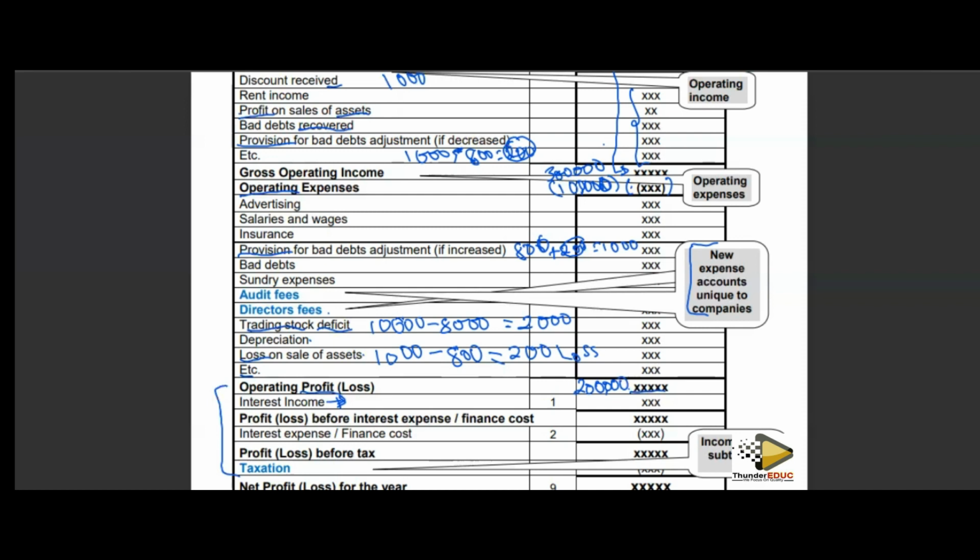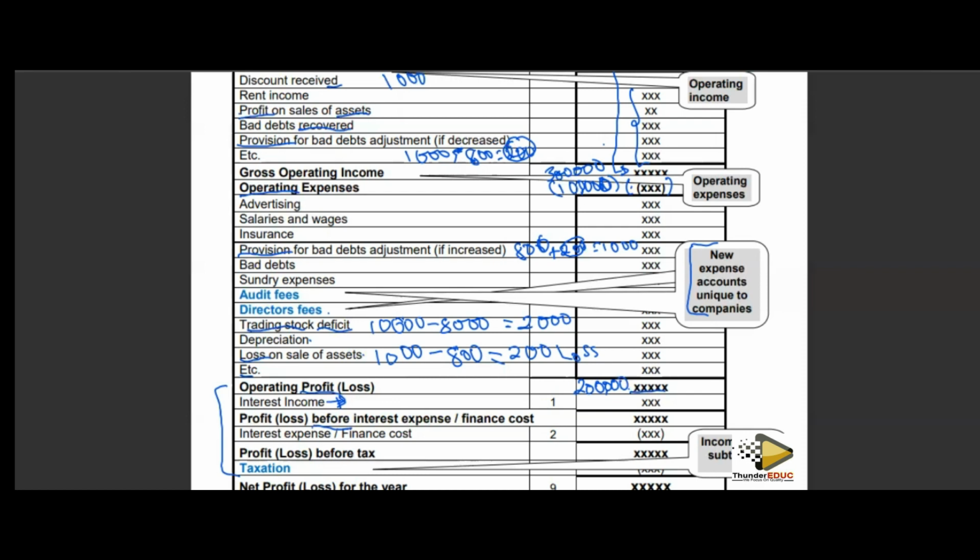Now, interest income, I've explained it. Now, profit or loss. Remember this one, we are saying profit or loss because you may find that it's a loss or it's a profit. Now, before interest expense or finance cost. So before we paid for interest, this is the profit. Now, before means that this is what we have before. Remember, the interest expense is under this figure.